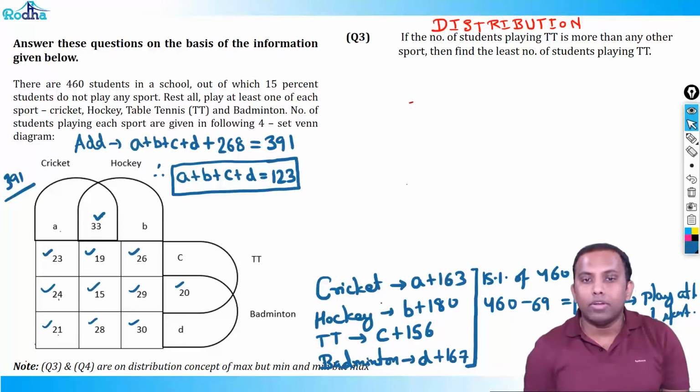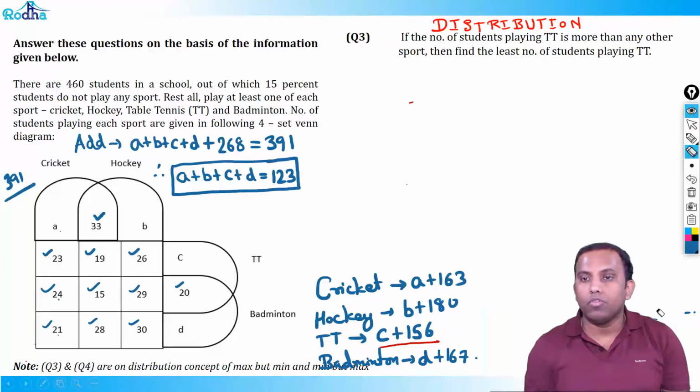how many are playing TT here? We've done it already: C plus 156. So C plus 156 is more than any other sport. So what do I have to do basically in this question now? We have all this data here, and it is also written here that question 3 and question 4 are on the distribution concept of maximum but minimum and minimum but maximum. This is minimum but maximum. We'll discuss it here.